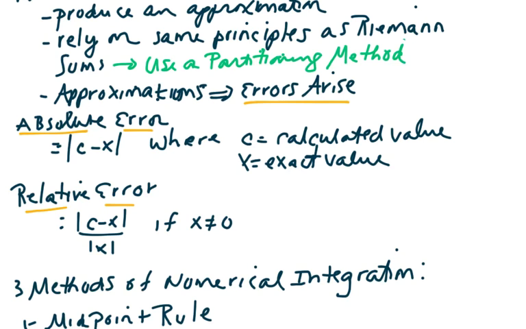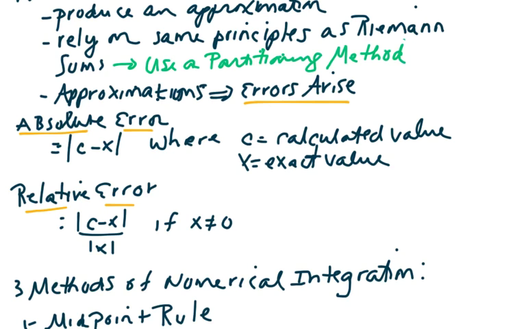So absolute error is when you take the absolute value of the calculated value minus the exact value, and the relative error is the calculated value minus the exact value, and then normalized or divided by the absolute value of the exact value.